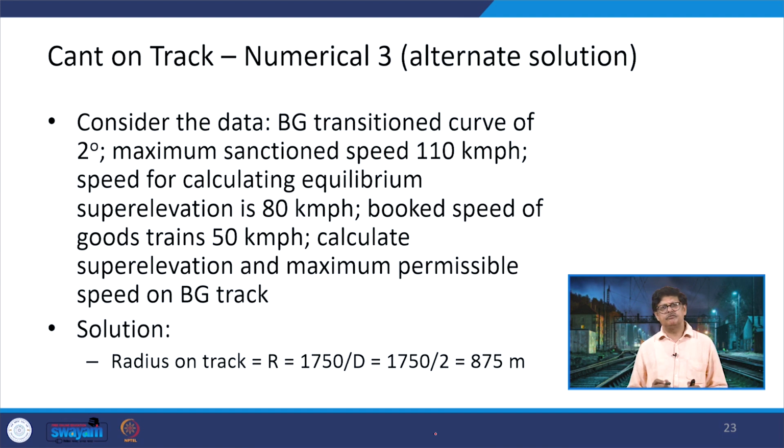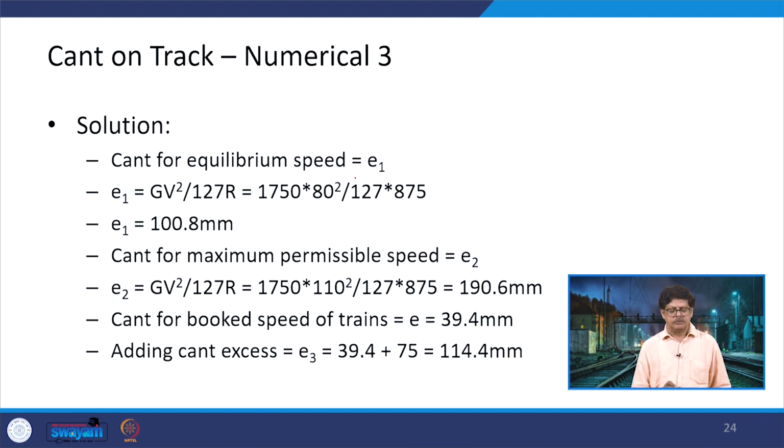This same numerical can also be solved in a different manner. That is what we are going to look at here. The same data is being used. There is no change in the data. 2-degree curve, 110 kilometers per hour of the maximum sanctioned speed. Equilibrium speed is 80 and for the goods train it is 50 kilometers per hour. So, we first calculated the radius, it is 875 meters, and then with respect to that radius we have calculated the equilibrium Cant. As we did previously it was 100.8 mm.